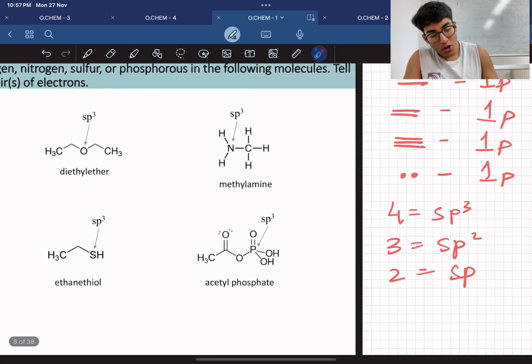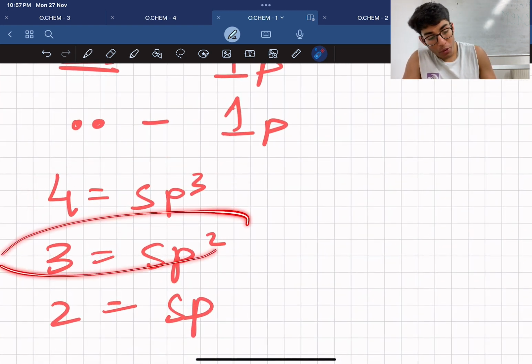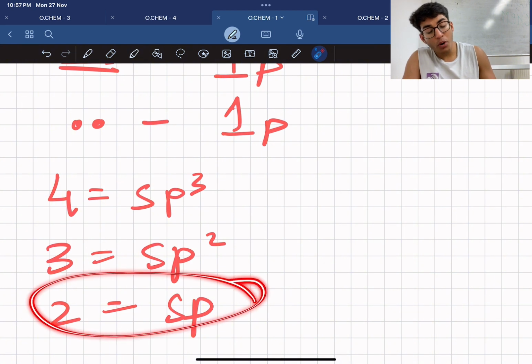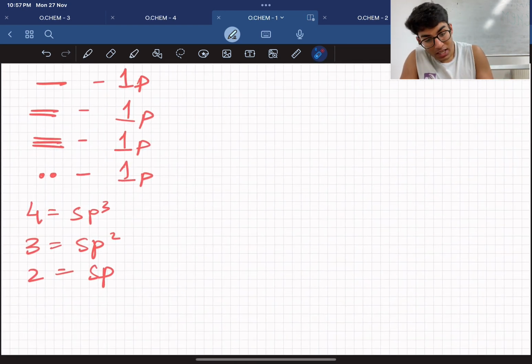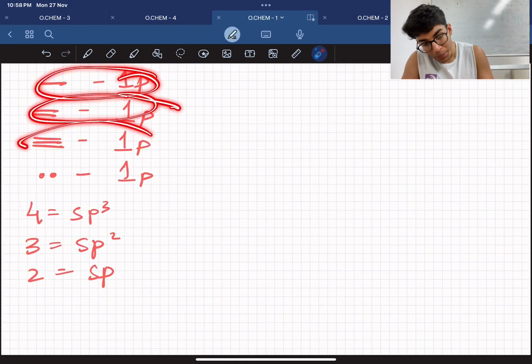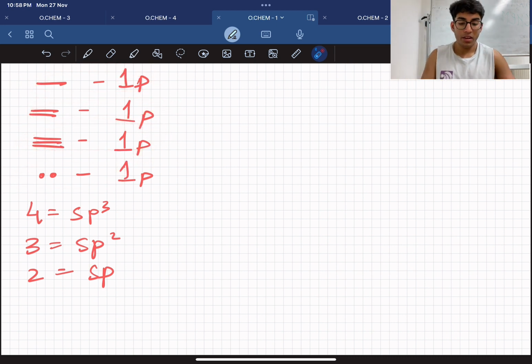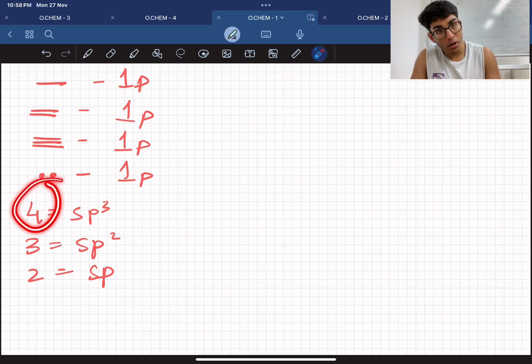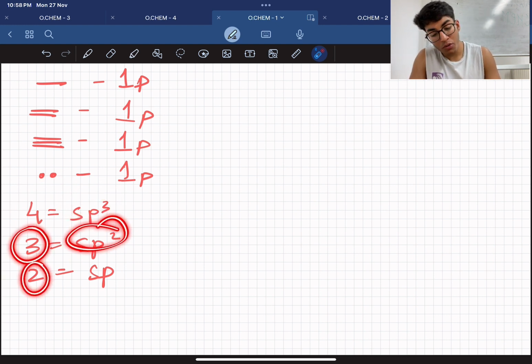So when you have 4 points, it's sp3. If you have 3 points, it's sp2. If you have 2 points, it's sp. Okay? Get it in your head. Single bond is 1 point, double bond is 1 point, triple bond is 1 point, and lone pair is 1 point. Again, don't say double bond is 2 points. No. So if you get a score of 4, that's sp3. Score of 3 is sp2. Score of 2 is sp.